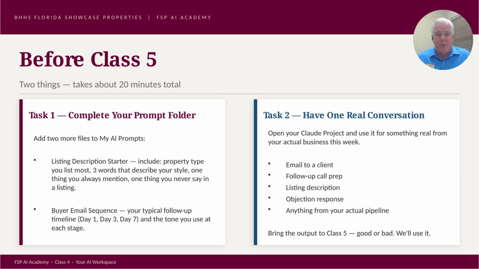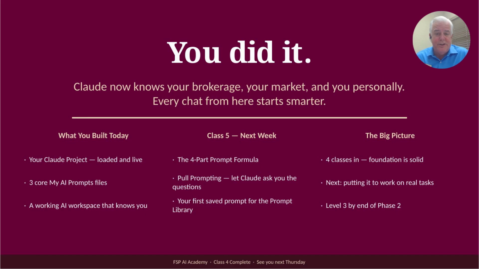Task 2 is the most important one. Use your project for something real this week. Don't just open it and poke around. Take a real thing from your pipeline, a client email, a listing description you've been putting off, a seller who just pushed back on price, and run it through your project. Whatever it is, do it inside your project. Bring the output to Class 5. We're going to use real agent examples to teach the 4-part prompt formula. If your output is great, we'll celebrate it. If it's not quite right, we'll fix it together and you'll see exactly why. See you next Thursday.